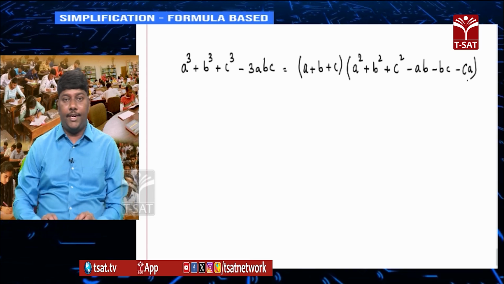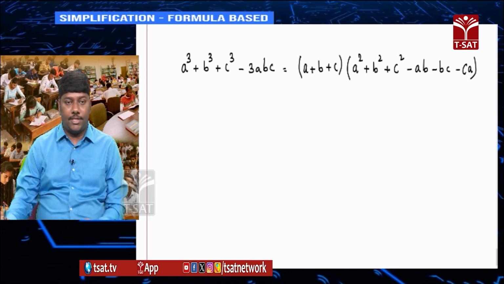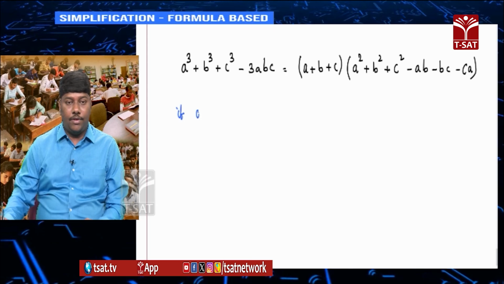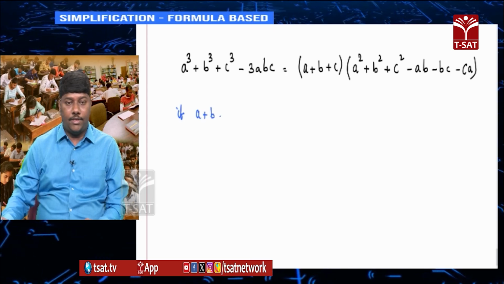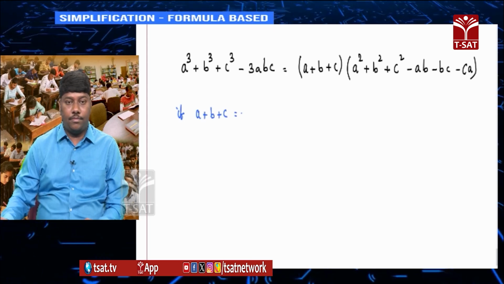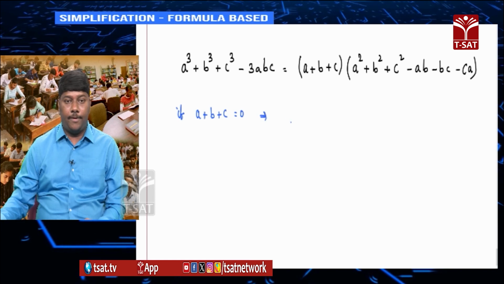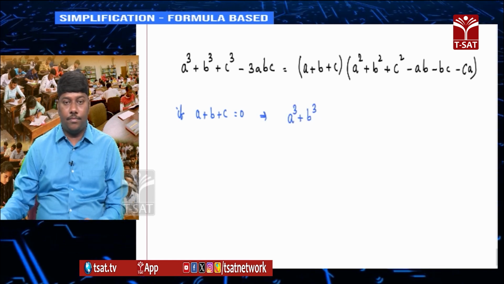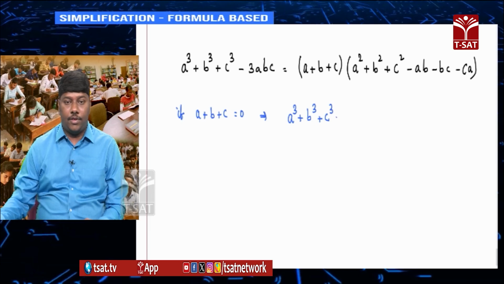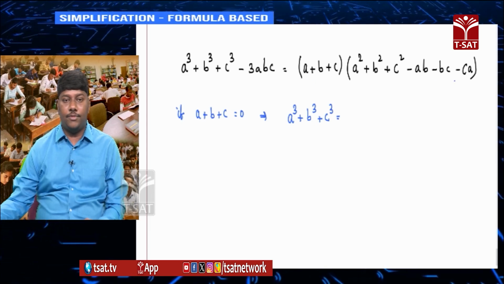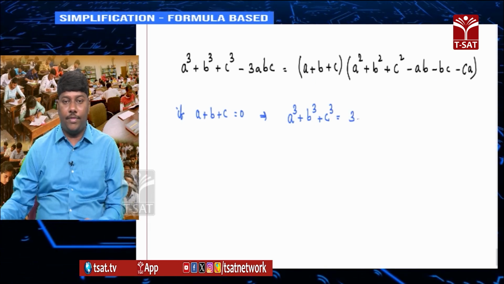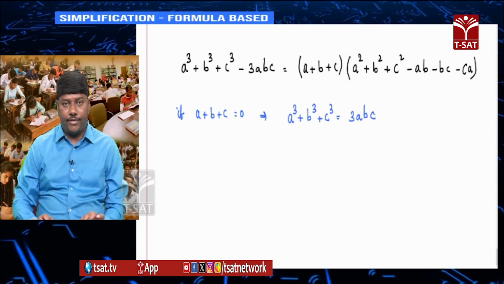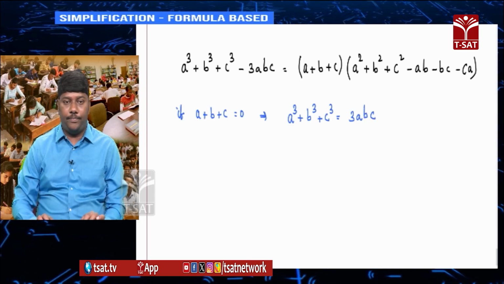From this you can actually derive a number of formulas. Such as, if A plus B plus C is equal to 0, then you can simply say A cube plus B cube plus C cube is equal to, this entire term becomes 0, therefore equal to 3 into ABC. But choose A, B, C carefully. If there is a negative sign, choose the negative sign as well.